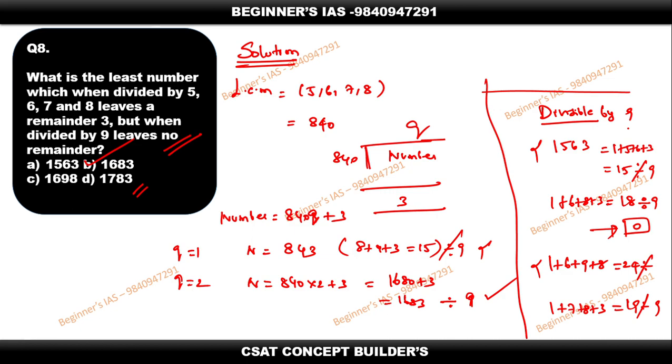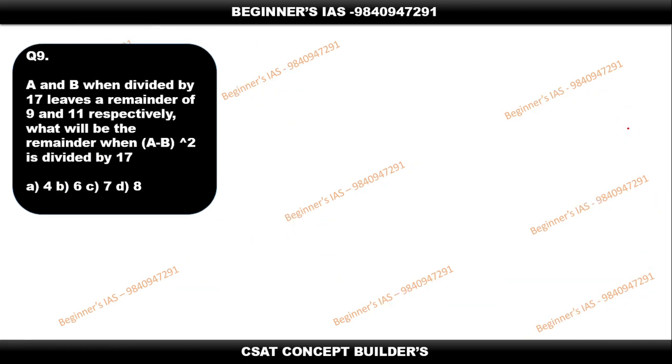So let us move on with question number 9. When a and b are divided by 17, they leave remainders of 9 and 11 respectively. What will be the remainder when (a minus b) the whole square is divided by 17? This is also a very important kind of question. First of all, learn one thing. When a is divided by 17, it leaves remainder 9. That is the given.